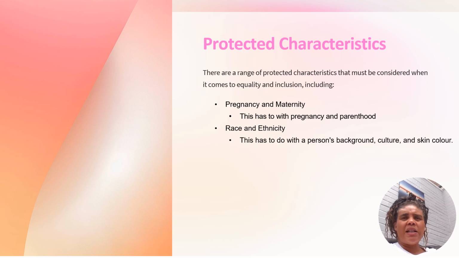Race and ethnicity protects individuals from discrimination based on their race, ethnicity, nationality, or national origin. Historically, racial and ethnic minorities have endured systematic discrimination, segregation, and unequal treatment in various aspects of life, including education, housing, and employment. The Race Relations Act 1976 makes it unlawful to discriminate against someone based on their race, colour, nationality, ethnic, or national origin.